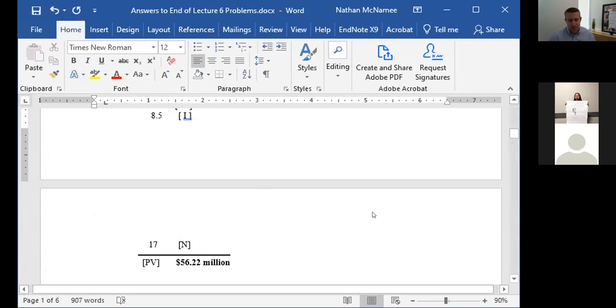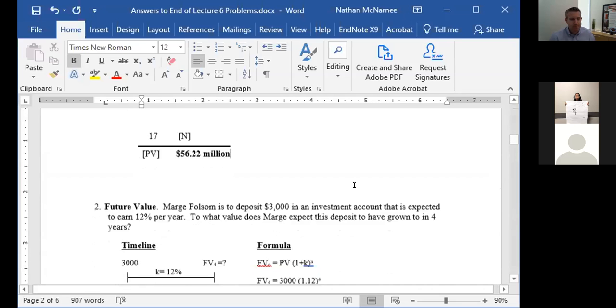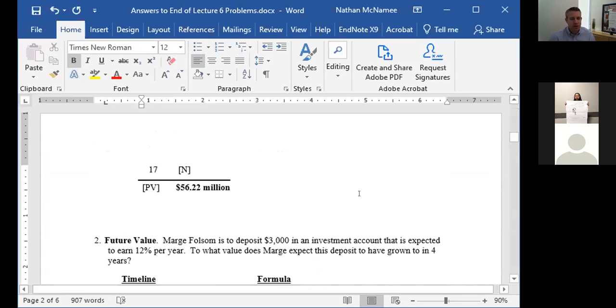But in most cases, you don't need to worry about that. We're just trying to figure out what is the amount. The amount is $56 million. That's what they owe in today's dollars. Does that make sense? Yes, thank you. Okay, so let's go to the next one.